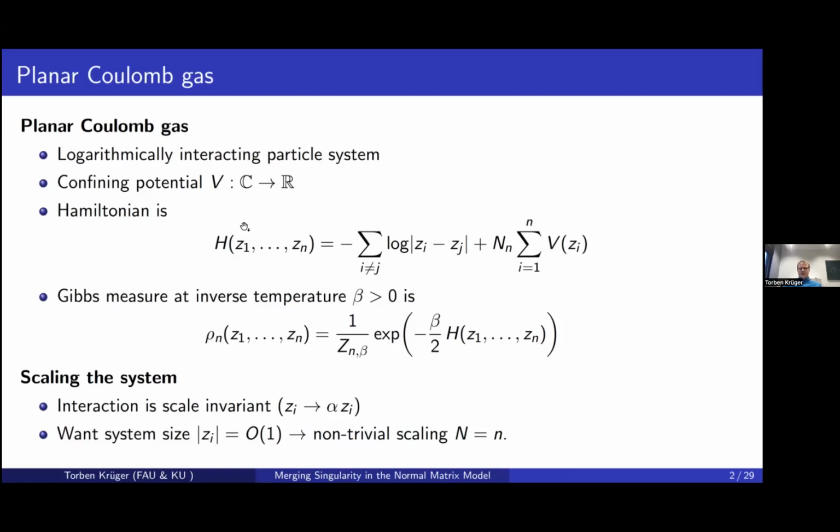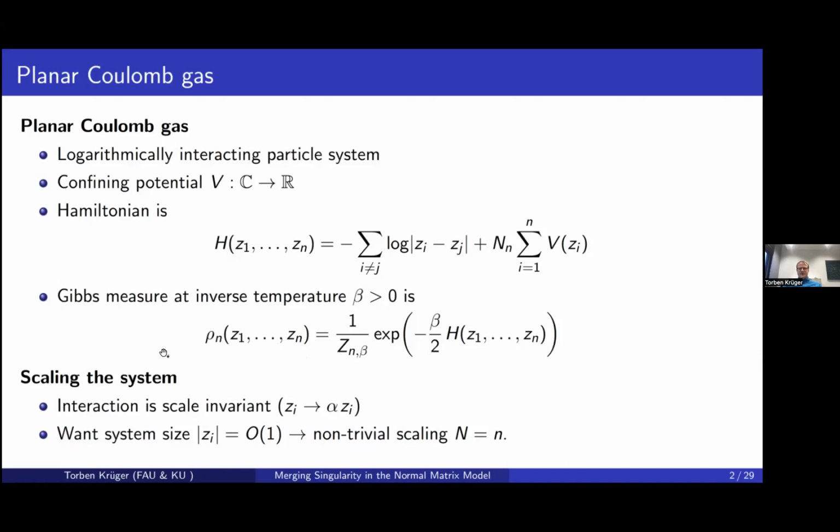So the system as a function of the individual positions of the particles has the interaction, this log term, then some constant, also dependent on n, and then the confining potential acting on the individual particles. And then we'll consider the measure associated through this Hamiltonian.